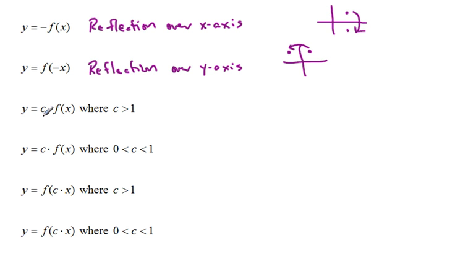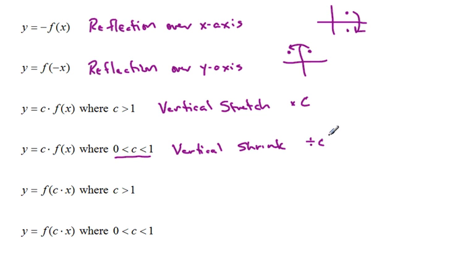In our next one, we're multiplying by a number c on the outside, and that's going to be a vertical stretch. And we might say that we're multiplying by c because we're going to stretch it by a factor of c. Our next one, our c is between 0 and 1, so numbers like 1/2 and 1/3. And in that case, we are actually going to have a vertical shrink. And in these cases, we're actually dividing by c.